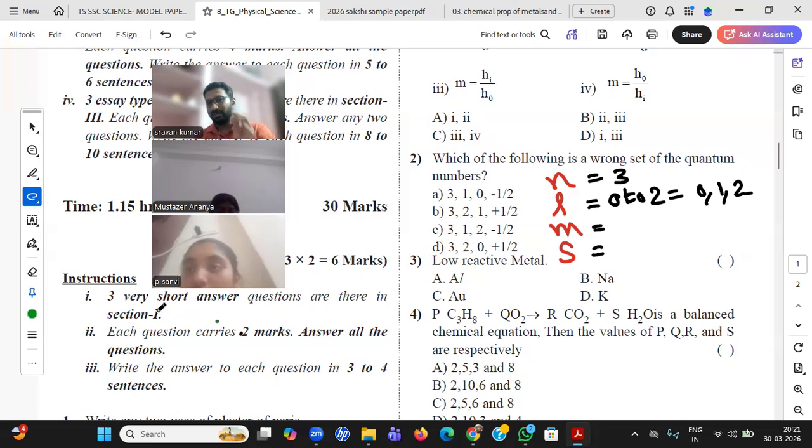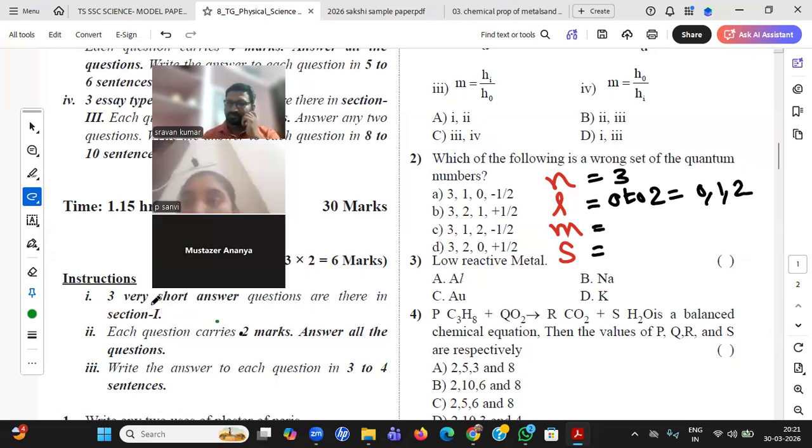What is the magnetic quantum number, beta? Yes, Ananya. Now you see, with n value 3, I am able to see all are right, beta. Now I need to start filtering with the magnetic quantum number m. What is the value of m?